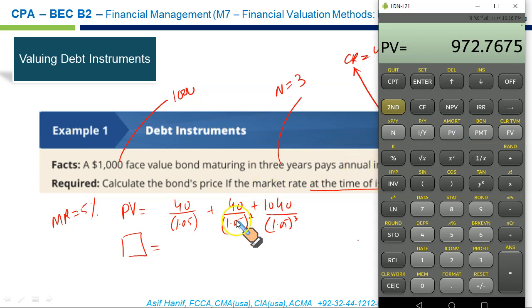You will get somewhat similar answer when you discount these numbers. You can pause the video and you can do it yourself, and you will see the results are the same.